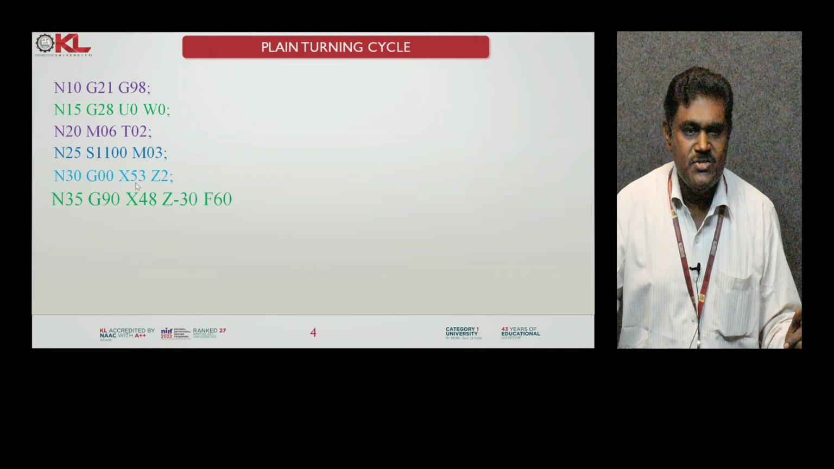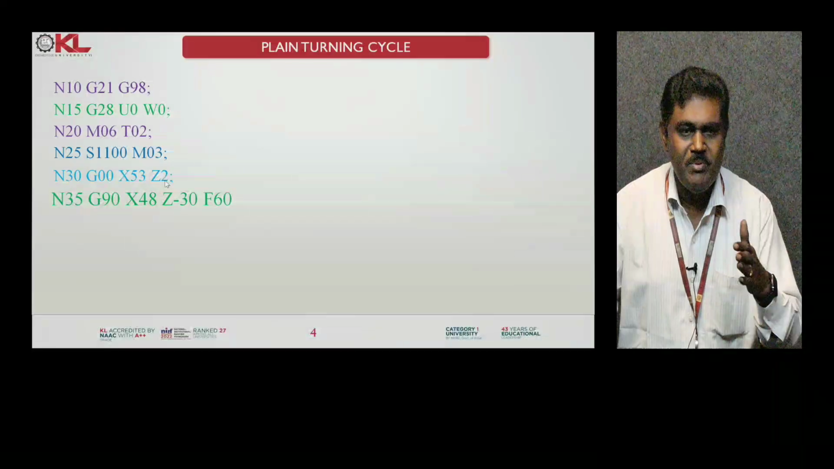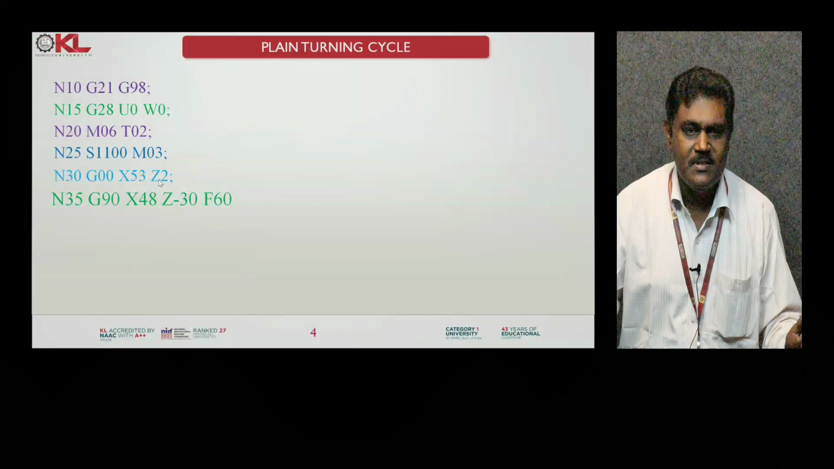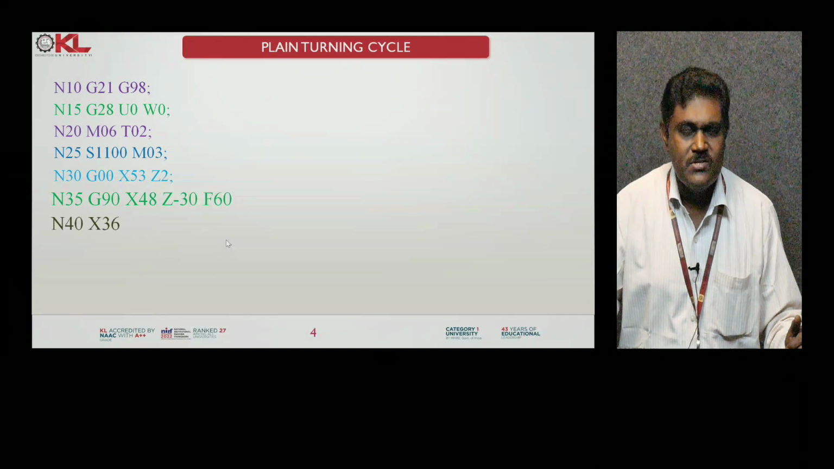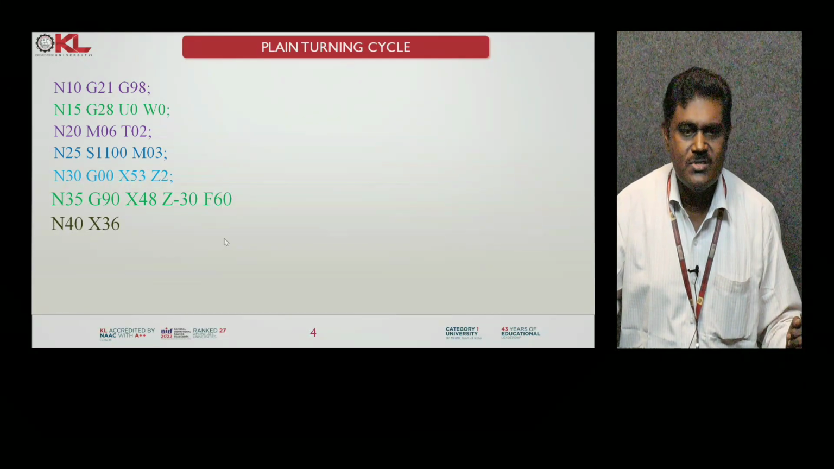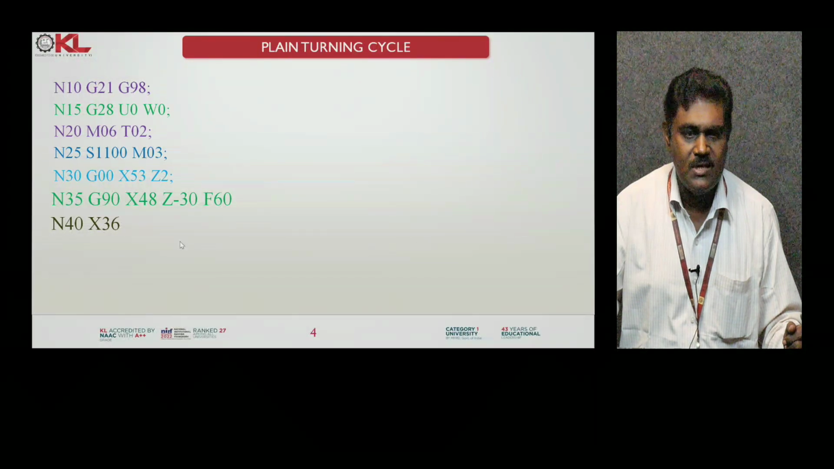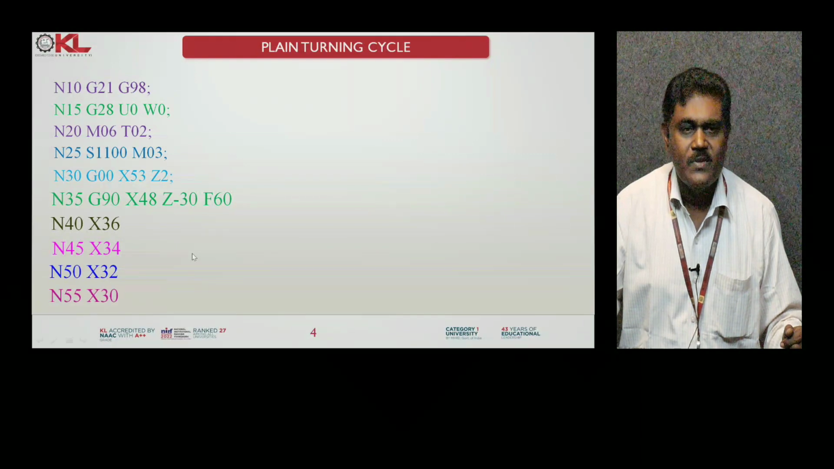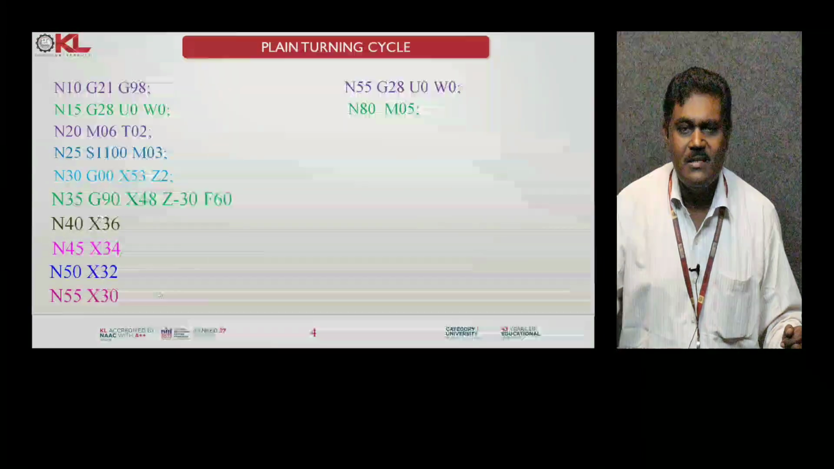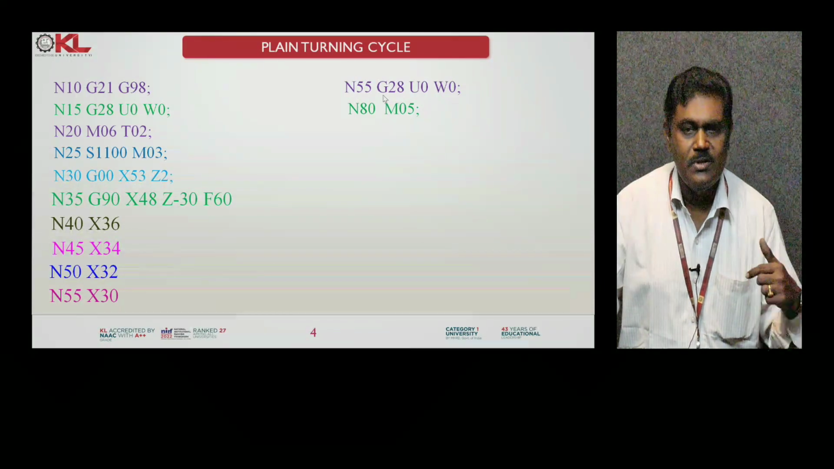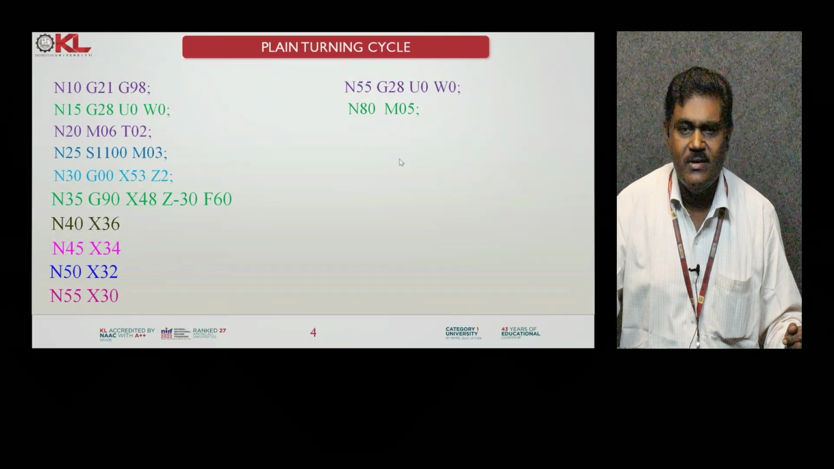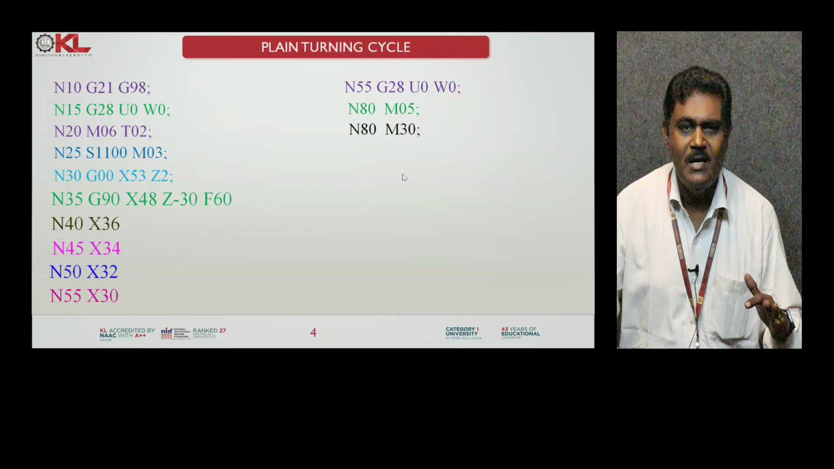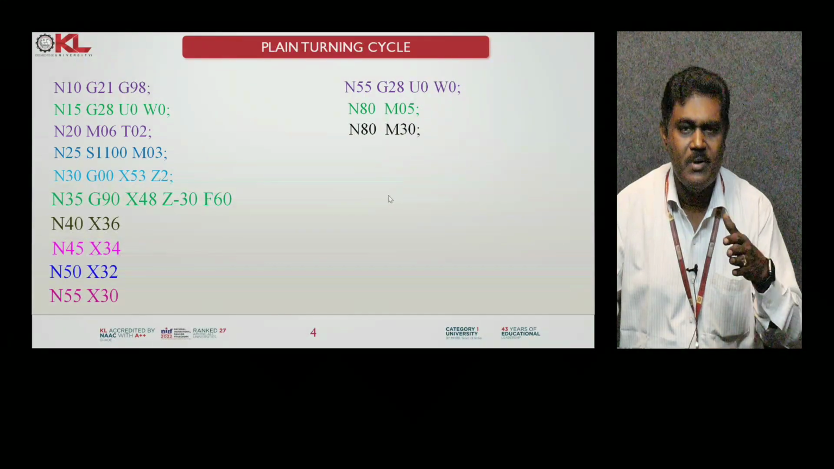Next, G00 X53 Z2: the rapid movement of the tool from the reference point to X53, Z2. Then G90 X48 Z minus 30 F60, this is for the plane turning cycle. Next, each time you have to reduce the diameter from X48 to 36, and 36 to 34, and 34 to 32 or 30. Once the last required diameter is completed, send the tool again to the reference point. Then M05 is the spindle stop, M30 is the program end and rewind. So this is the program required to operate the plane turning cycle.